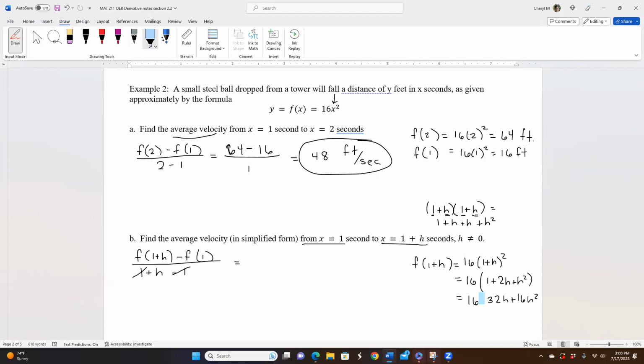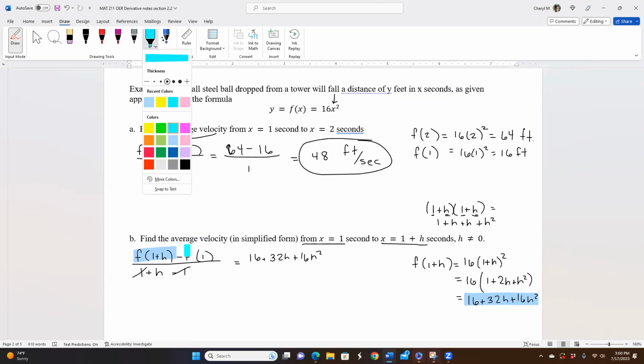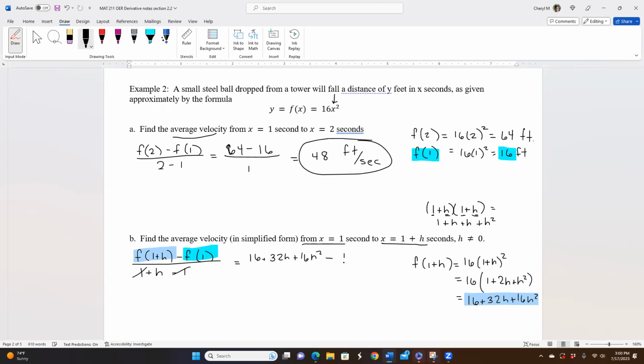So this is this part of our numerator. So we'll write that in here: 16 plus 32h plus 16h squared. From that, we must subtract f of 1, which we found up here to be 16. So we'll subtract 16. And in our denominator, the 1's cancel, we just have h. Now we want to simplify that. We notice on our numerator that the 16's will cancel. So we'll have 32h plus 16h squared over h.